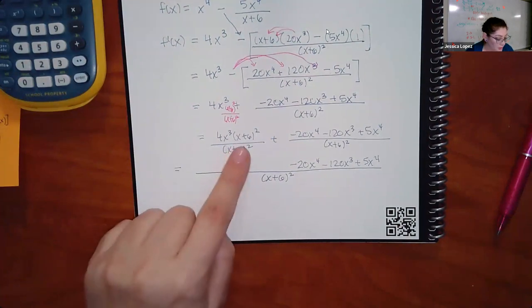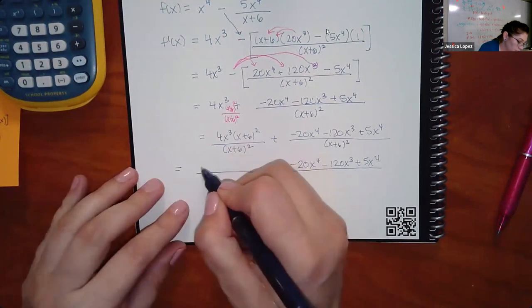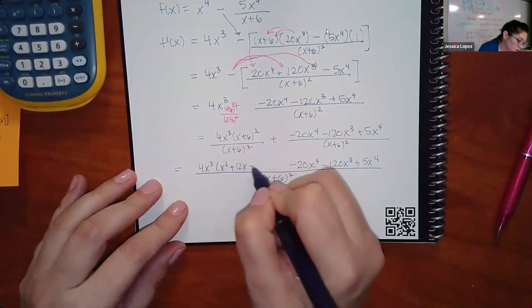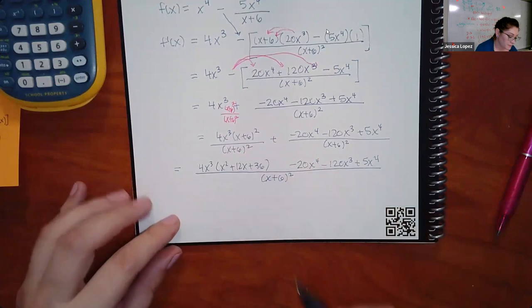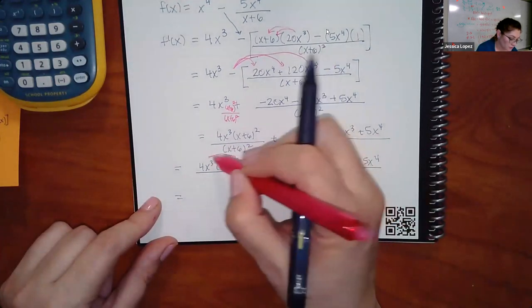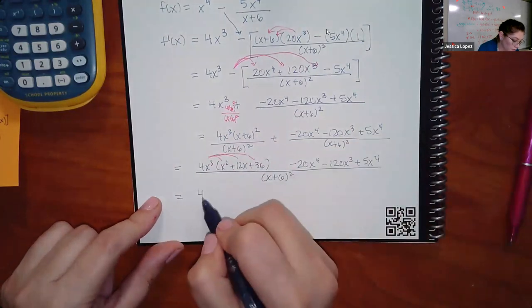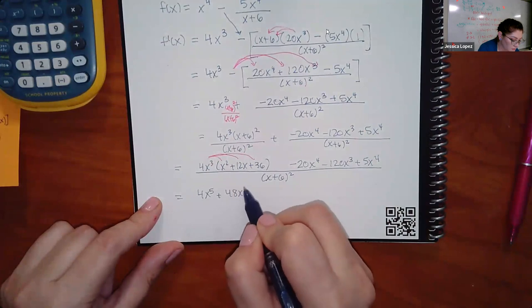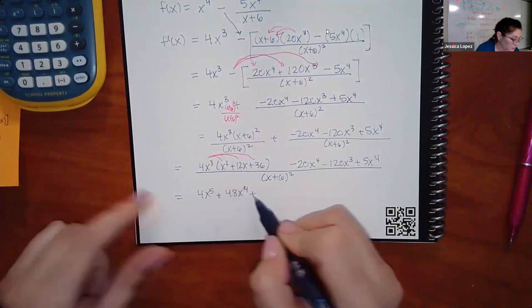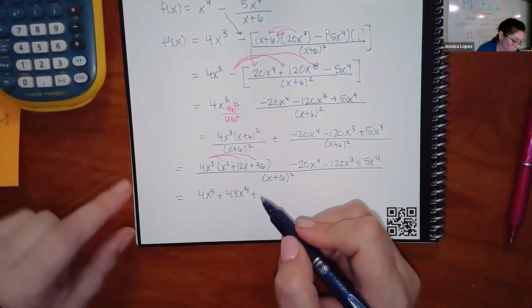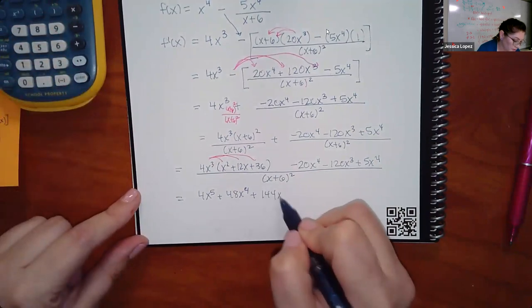So for this one, I'm going to actually FOIL that out. And it is x squared plus 12x plus 36. And then we'll distribute our 4x to the third. So we get 4x to the fifth plus 48x to the fourth plus what is 4 times 36? 144x cubed.